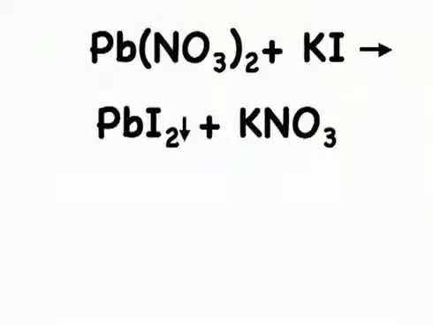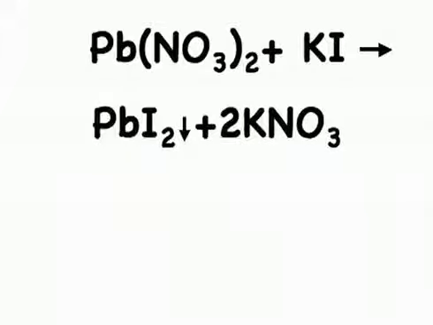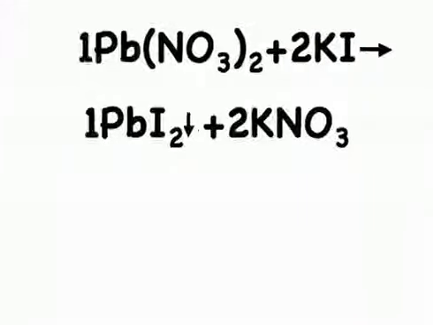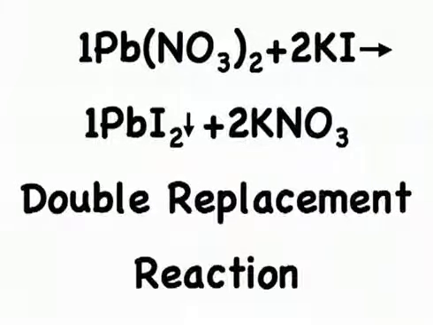Here's an example of how you've really got to keep the formulas balanced to balance your equation. I would even up the nitrates first, and that would lead to having to even up the potassiums. Remember to keep those polyatomic ions, like nitrates, as a unit. Don't split them up. That's a double replacement reaction.